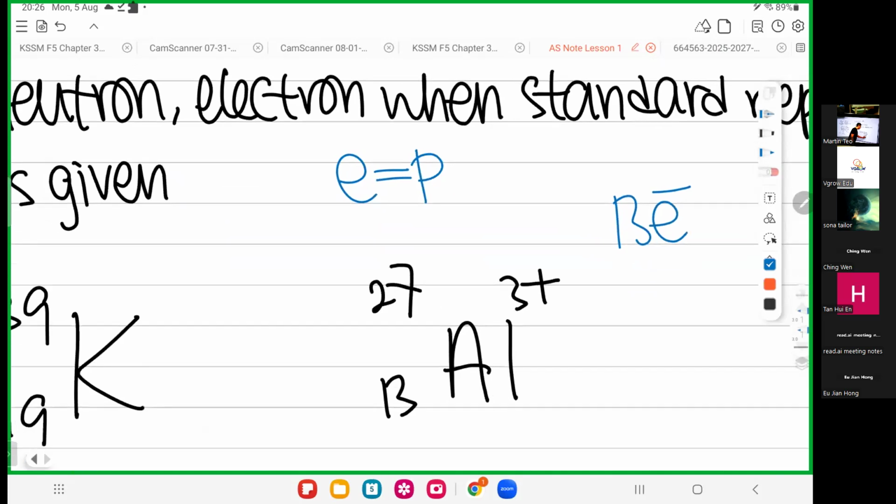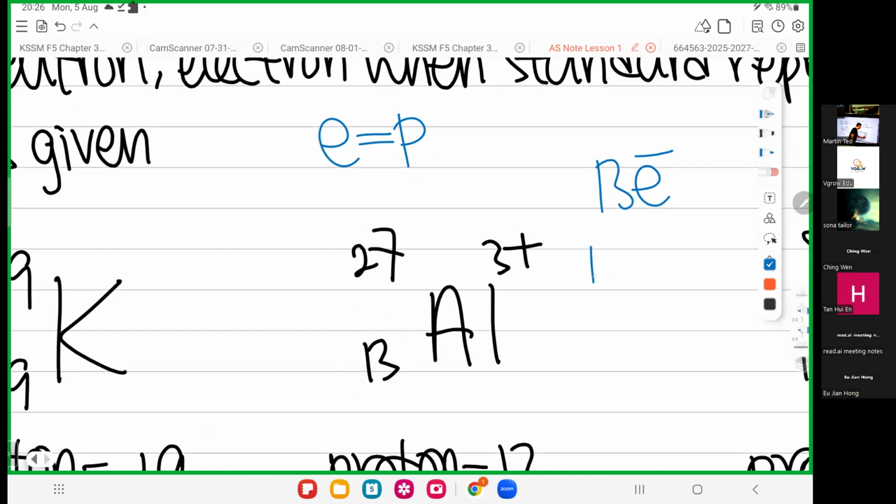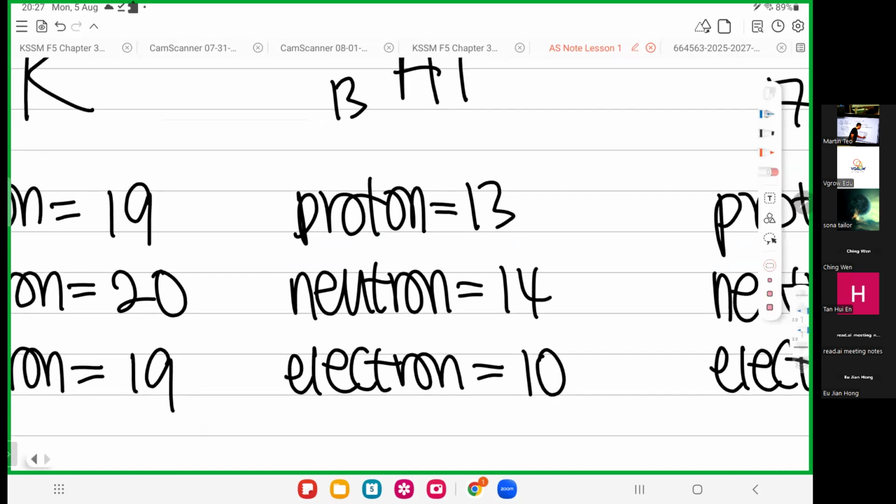So by right, when I have 13 protons, I should have 13 electrons. But now I know my charge is 3 positive. When you see positive charge, how do you get something positive? You must donate electrons. Remember, donating electrons makes you positive, receiving electrons makes you negative. So 3 plus means this atom needs to donate 3 electrons. You have 13 electrons in the first place. After you donate 3 electrons, you become 10. So the number of electrons is supposed to be 10.